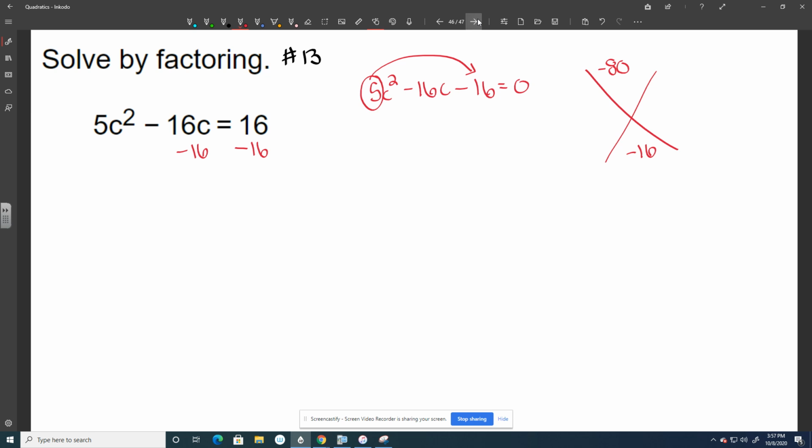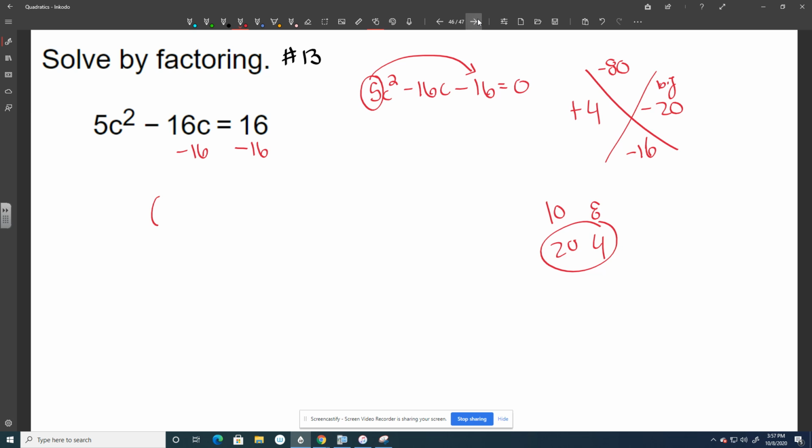So I'm looking for two things that multiply to be -80 and add up to be -16. I know one's positive, one's negative. The big one's going to be the negative because it's what's left over. So 80 is 10 and 8. That's not going to work. 20 and 4. That's probably what I'm looking for, because if I do -20 and a +4, that multiplies to -80 and adds up to -16.